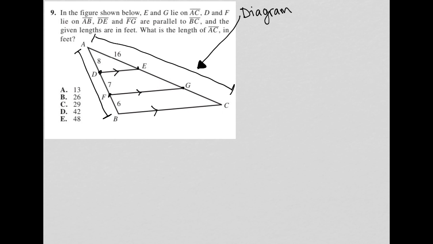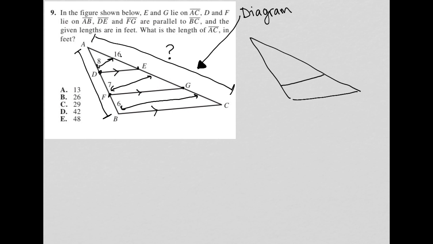But let's see what the question is actually asking for. So we're told the given lengths are in feet. So we see the 8, the 16, the 7, the 6 here. Those are all in feet. What is the length of AC in feet? So we want to figure out the length, this entire length here that I drew earlier. So I don't need any angles, which is my first thought whenever I see parallel lines. But what I can do is I can relate these sections to each other.